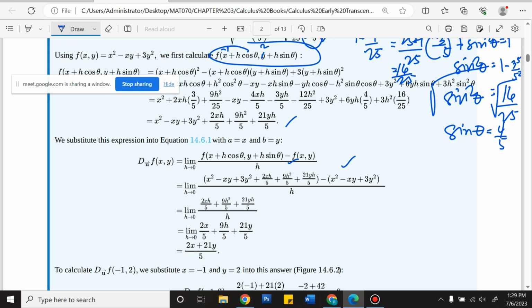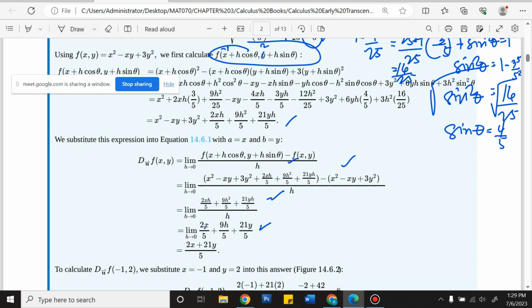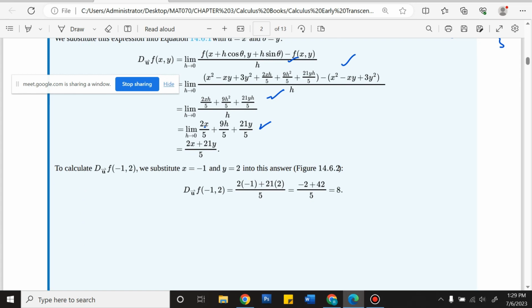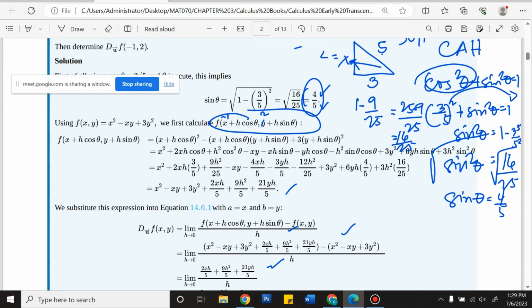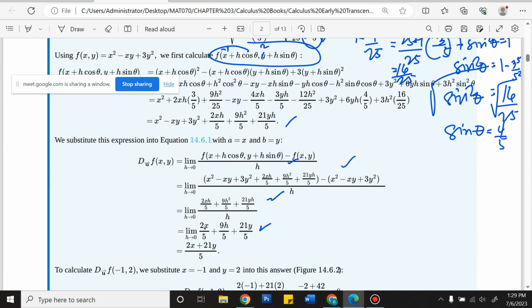This is the result if you subtract. Factor h. After factoring h, you will have 2x, 9h, and 21y. After that, you will get 2x plus 21y over 5. The author here, class, did not substitute negative 1, 2 yet. Why can't he substitute at the same time? Here, what did he not do at the same time?